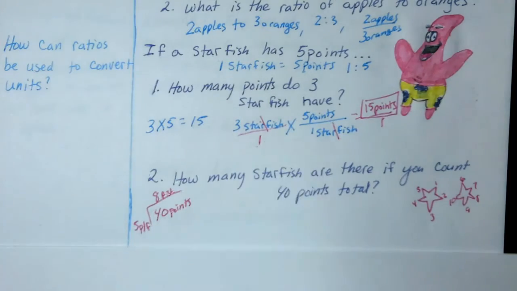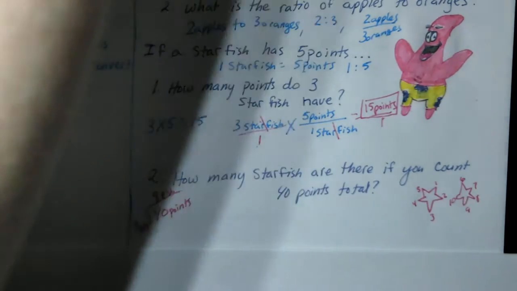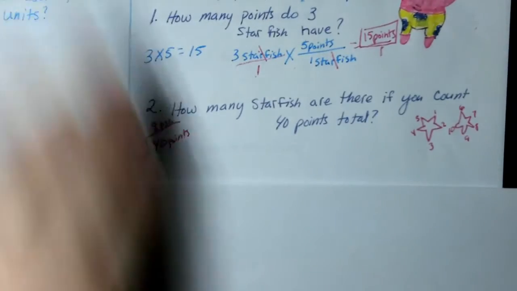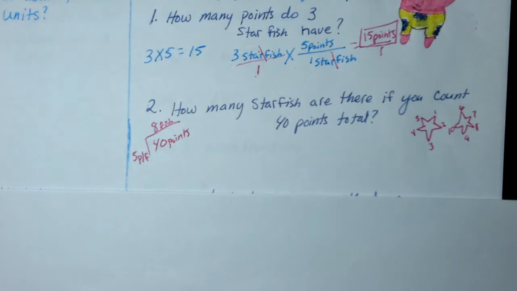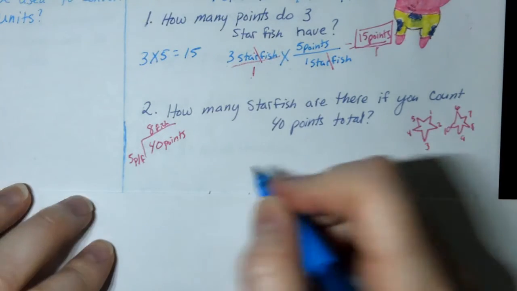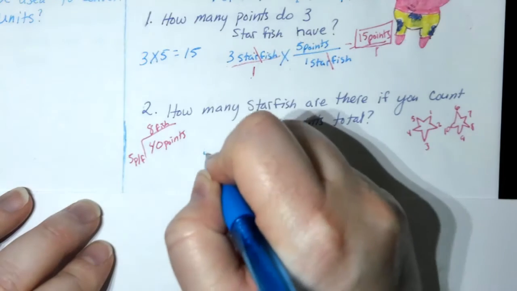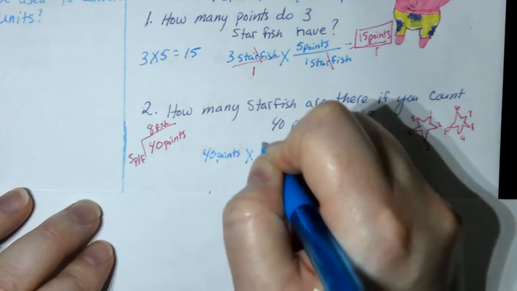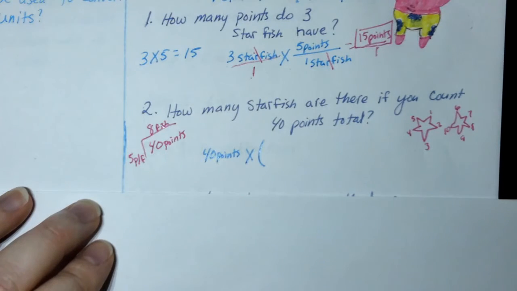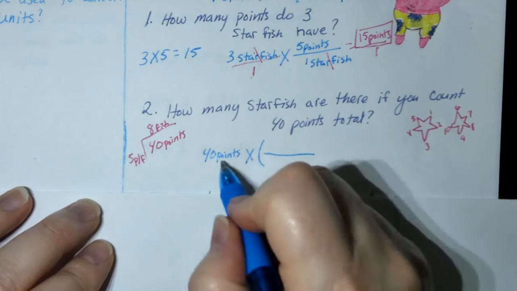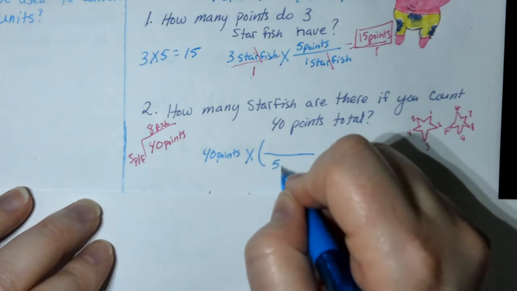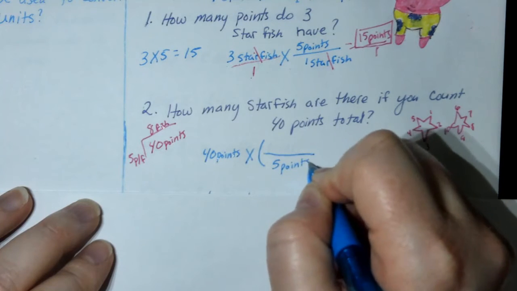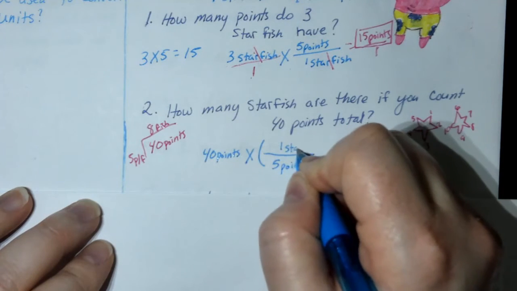How do I do that? Using conversion factors, though, because we are just converting units. We're converting between starfish and points. So I'm going to set it up as 40 points times, and then I'm going to put a conversion factor in here. Let's see, I know I have 5 points for every 1 starfish.